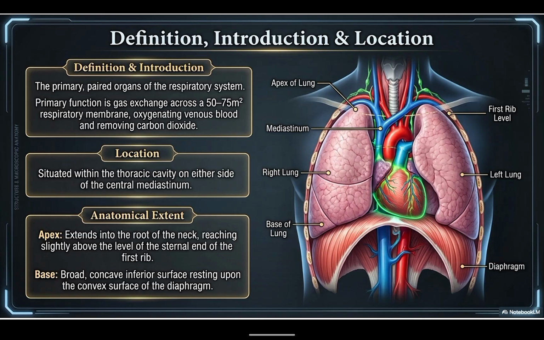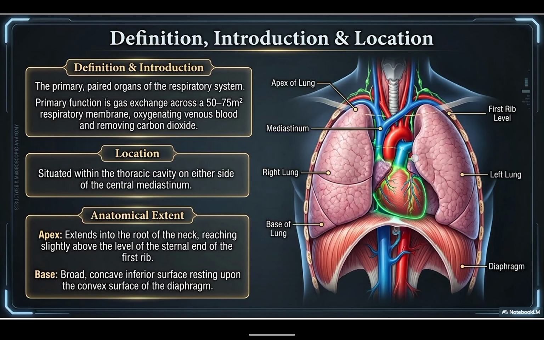So their primary function is gas exchange. So what are the lungs doing? The lungs are where gas exchange occurs. Which particular area of the lungs? The alveoli. This is where oxygen from the atmosphere diffuses into the blood and carbon dioxide diffuses out of the blood into the atmosphere. So let's talk about the location of the lungs.